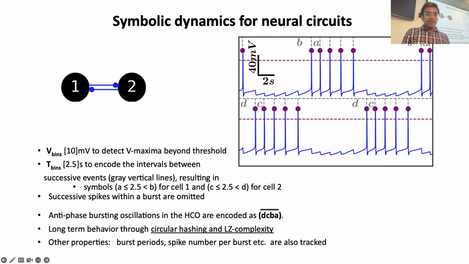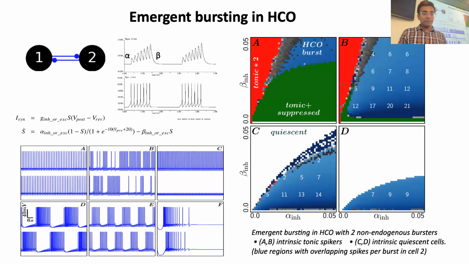Okay, and then you use different symbols for cell 1 versus cell 2. If it's bursting behavior, where cell 1 bursts and then cell 2 bursts, this symbolic encoding scheme would convert it into the string DCBA, or alternatively, it could be BADC. The circular permutations are all equivalent. And again, we use circular hashing to determine periodic sequences, and Lempel-Ziv complexity to determine bursting behaviors as we vary different parameters and compute these trajectories.